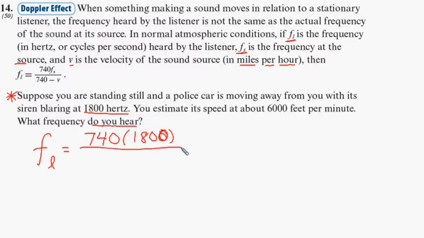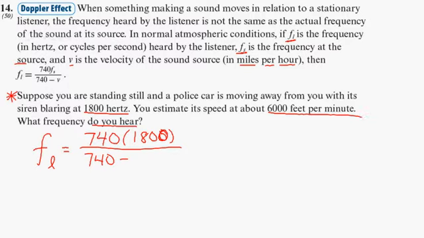All right, so the next part is 740 minus the velocity. Well, that feels pretty straightforward as well. 740 minus the velocity. Well, velocity is 6,000 feet per minute. Okay, not so fast, not so fast. Because watch, it says the velocity has to be in miles per hour. Here they gave us the velocity in feet per minute. So that is going to take us a little bit of time.